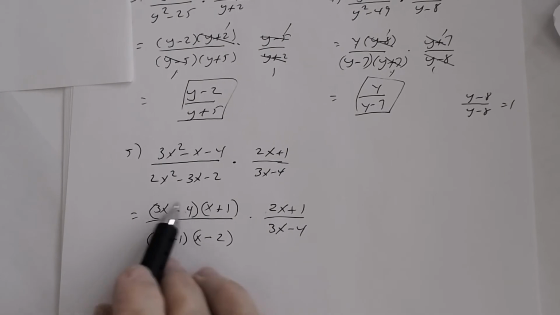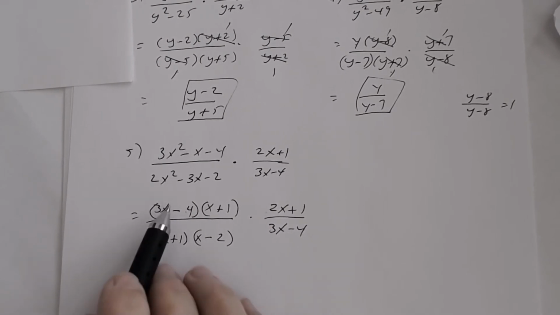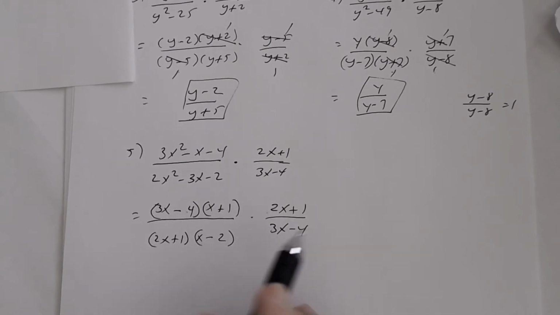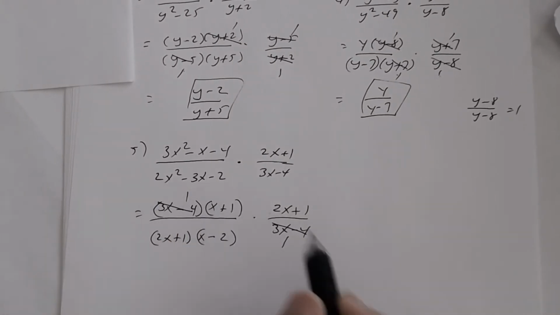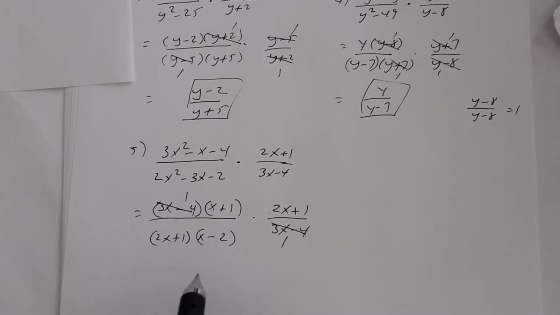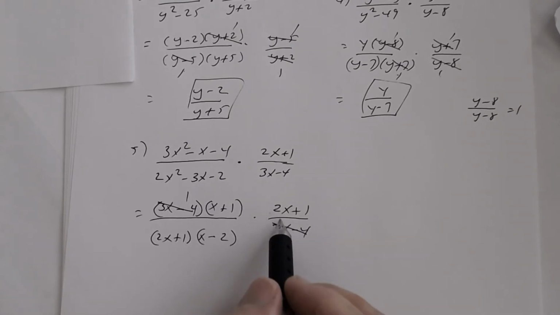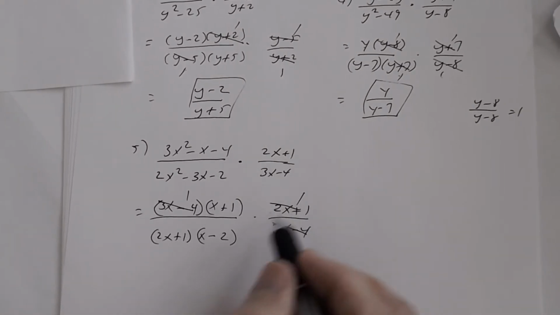The first factor I see is 3x minus 4. Do I see a 3x minus 4 occurring in the denominator? Yep, right here. So those will divide out. And make sure you put factors of 1s in their place. The next factor is x plus 1. There is no factor of x plus 1 in the denominator. The next factor is 2x plus 1. I see one here. Those divide out.